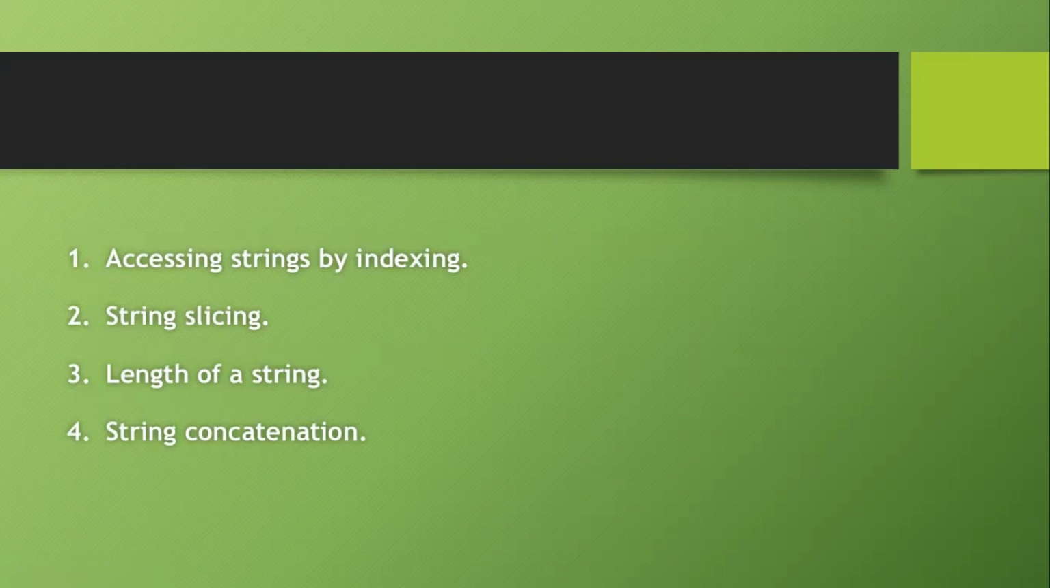Then we have the length of the string. We'll see how we can come to know the length of any string we have written. Length is basically how long the string is. Like if you have written a name, let's suppose Ali, the length of that string will be 3 because Ali has 3 characters in it. And lastly, we'll see how string concatenation is done. It is basically combining or joining two strings by using the addition operator. We'll be seeing this in the code window, so let us move to the code window.